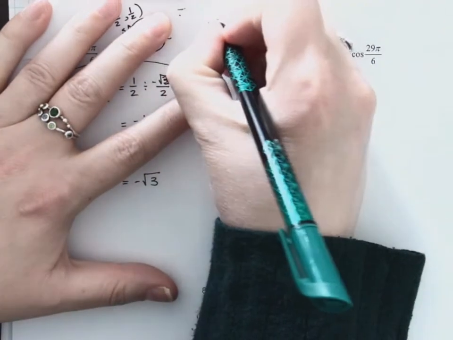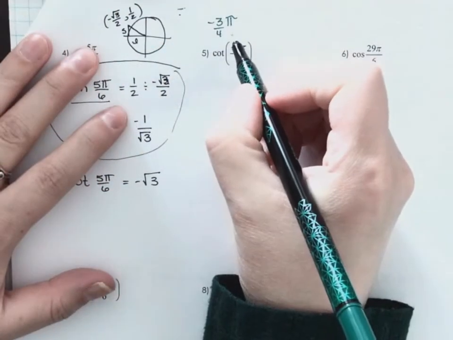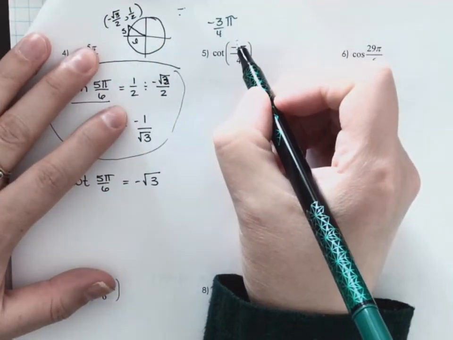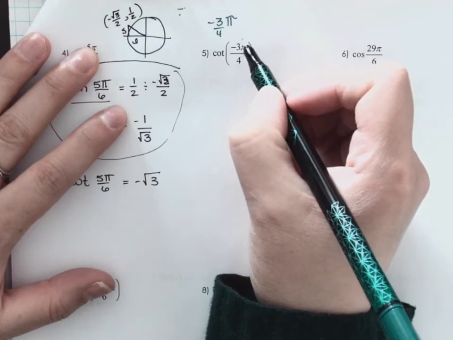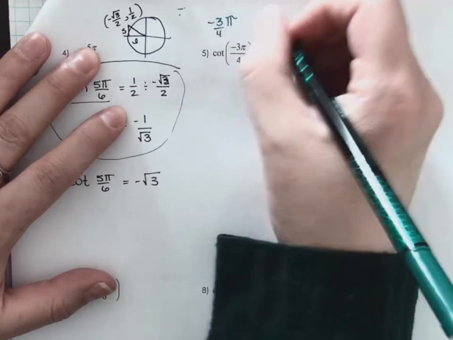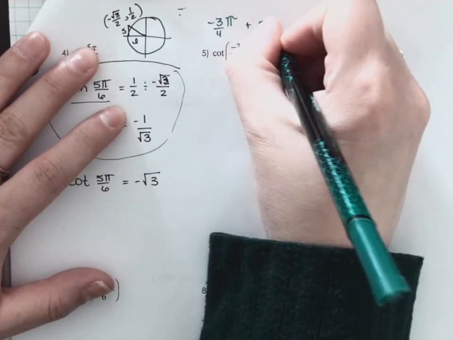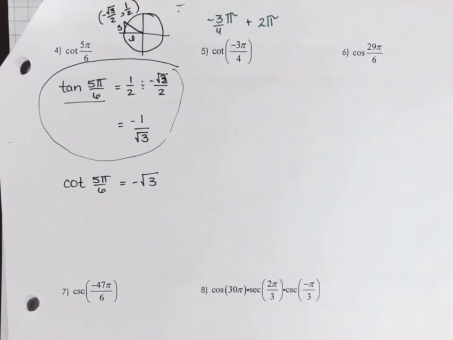7 pi over 4, wait, no. What do I add to this to get a coterminal angle? 360. 360, but I'm not in degrees. 360 is the correct answer. 2 pi. You add a full rotation. Makes sense, right? If you're at 30 degrees, to end up at 30 degrees again, you need to add a full go around the circle.